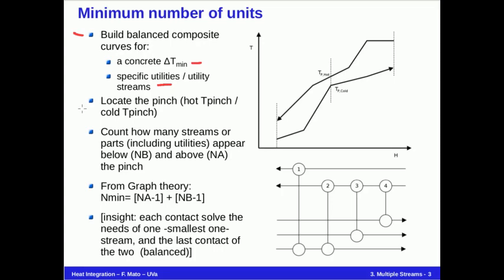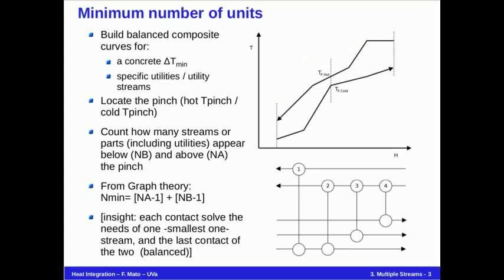Then locate the pinch, the hot pinch and the cold pinch, the division for the minimum approach, and count how many streams or parts, including utilities, not only process streams, appear below the pinch and above the pinch. If an individual stream extends across the pinch, then it is counted two times, one on the above side of the pinch and one on the below part of the pinch.